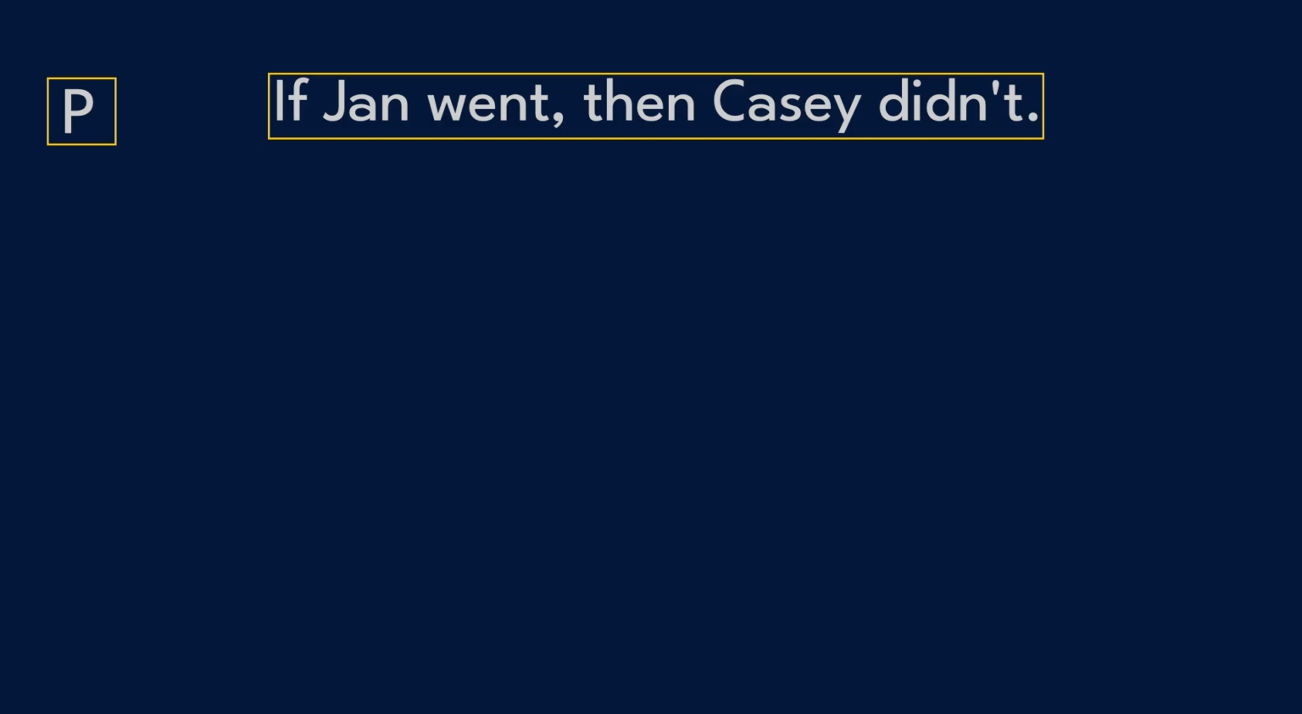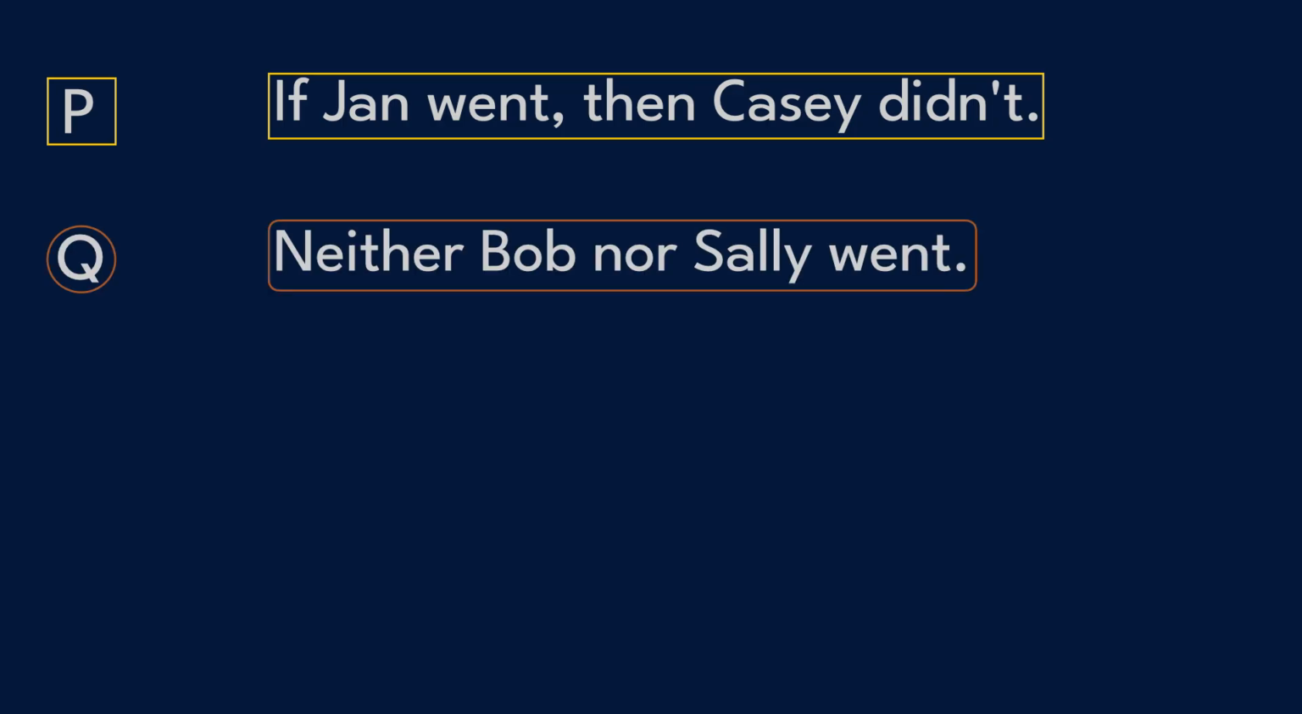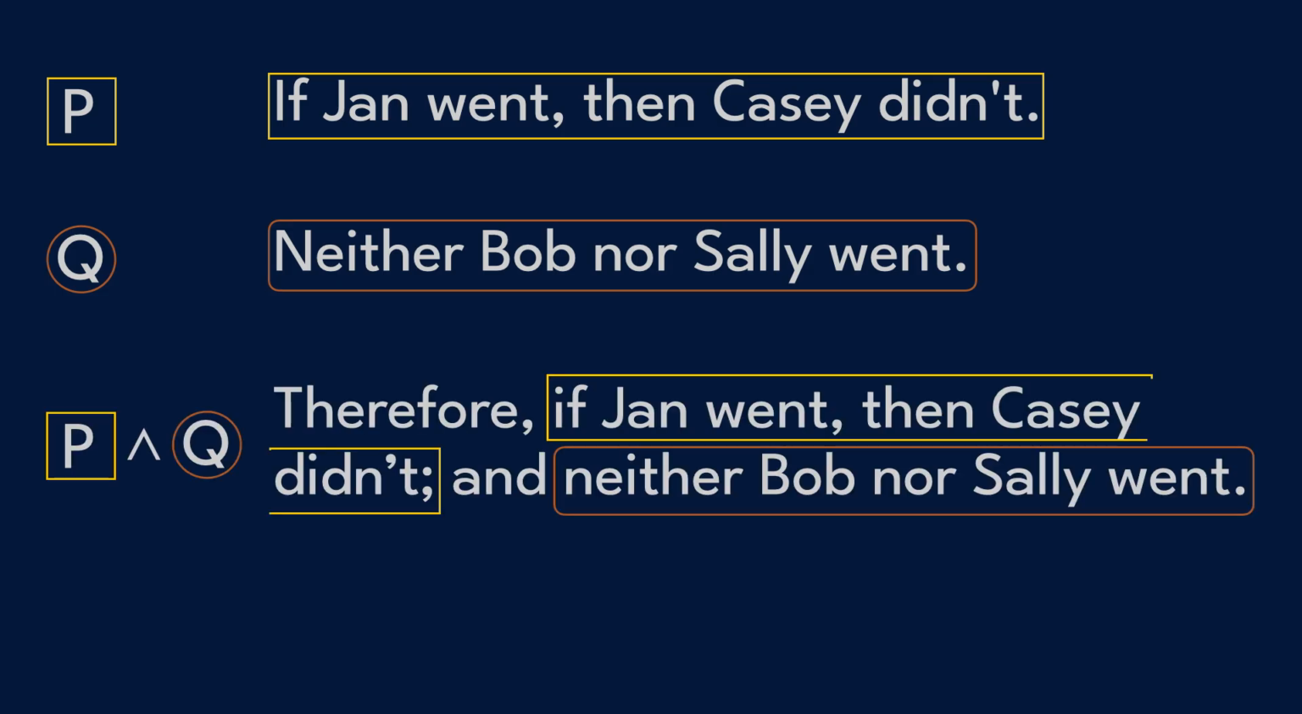For example, if Jan went, then Casey didn't. Neither Bob nor Sally went. Therefore, if Jan went, then Casey didn't, and neither Bob nor Sally went. It looks messy, but the pattern is simple.